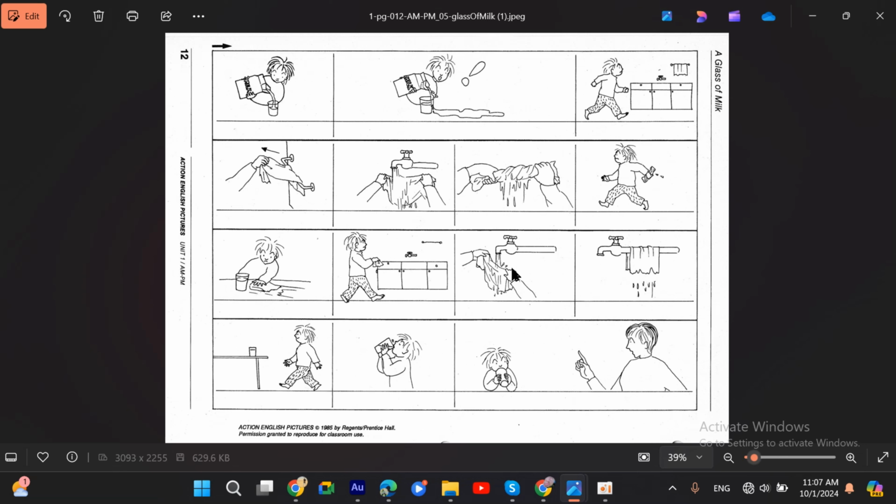Alright, so in the next picture, در تصویر دیگه میبینیم او صافی را دوباره میشویه. So he cleans or he washes the cloth again. و او آب قید میکنه. So he stops or turns off the faucet.